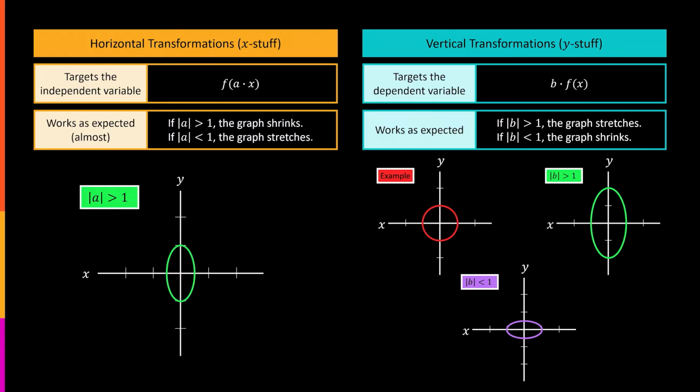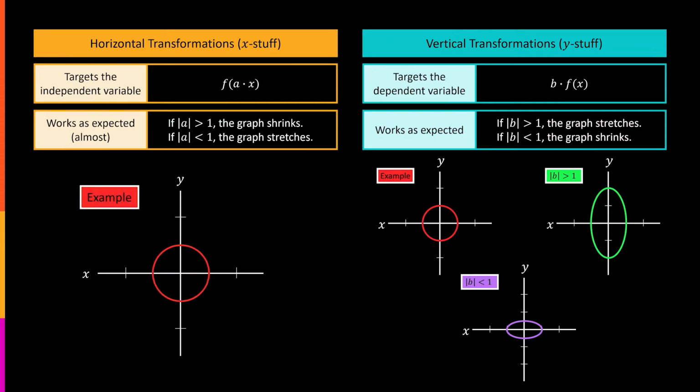Rule of thumb is that when you're multiplying by a bigger number, it shrinks by that factor, so it gets 1 over that number of the original size. So if I multiply by 2, it's going to get 1 over 2, or half the size. If I multiply by 3, it'll get 1 over 3, or a third of the size.